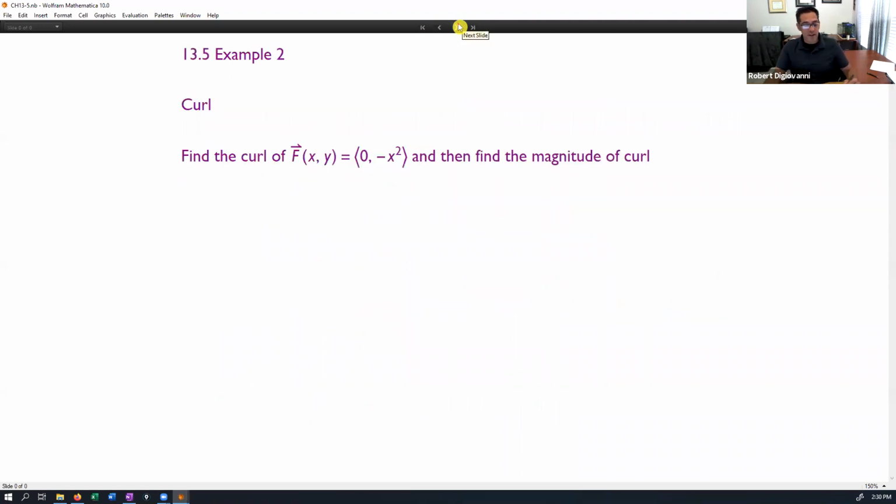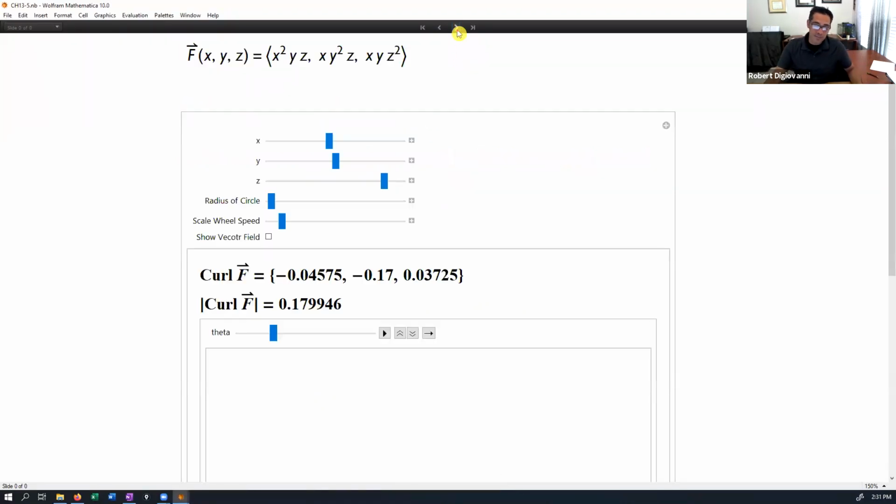Well, there's an easy fix. All you do is call this vector field the vector field 0, negative x squared, and you just make the z component 0. And now you have a 3-dimensional vector field where the z component is 0, it's flat. And then you can still calculate the curl. So look at this. Curl is actually pretty cool to look at in 2 dimensions.